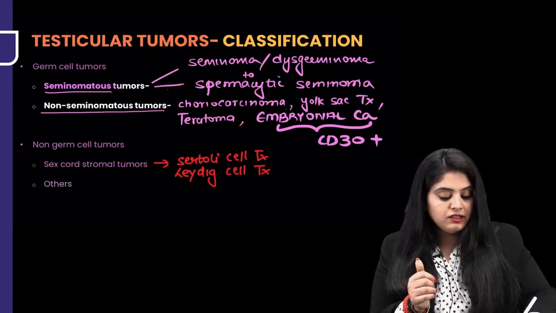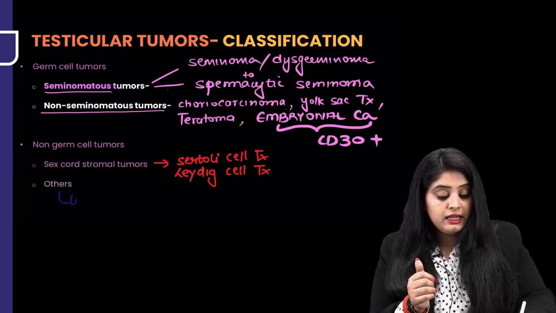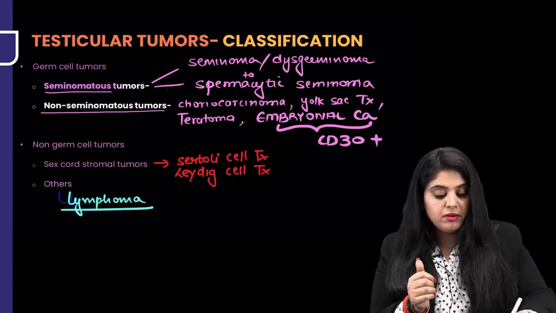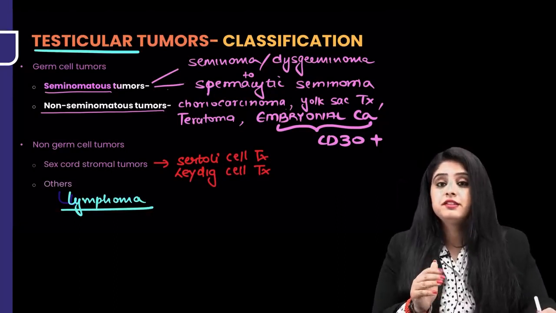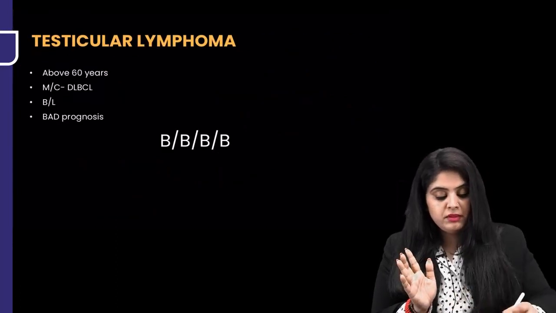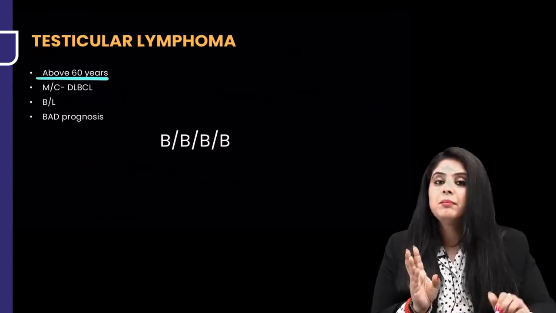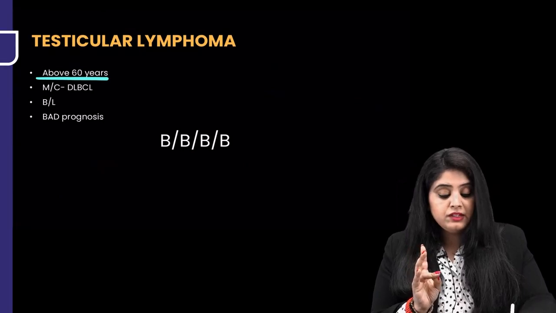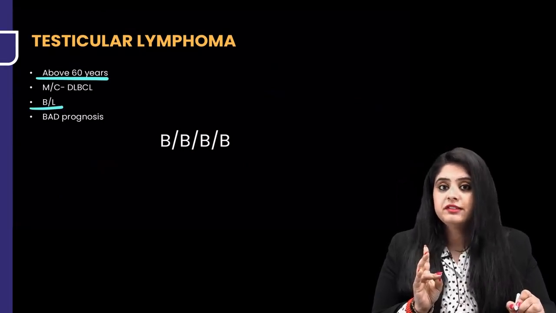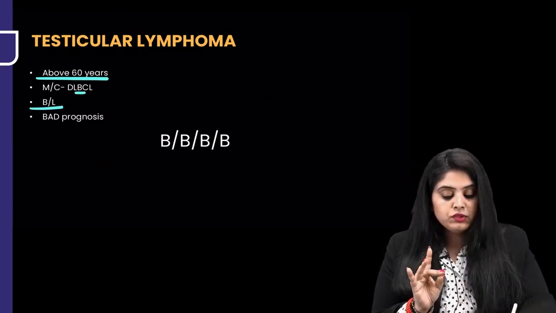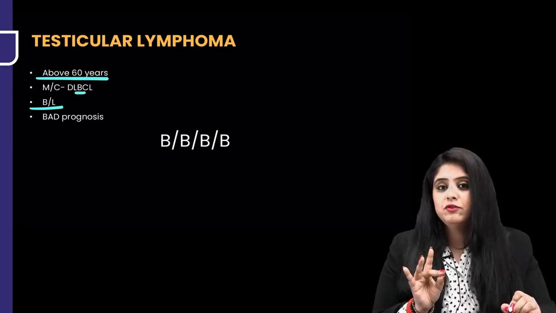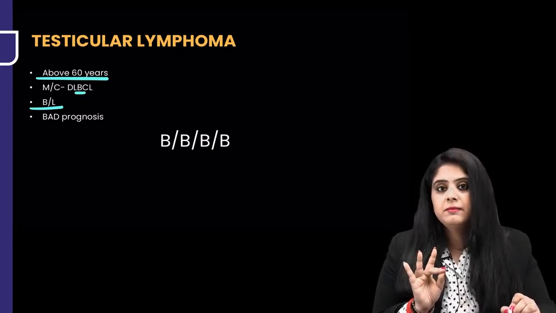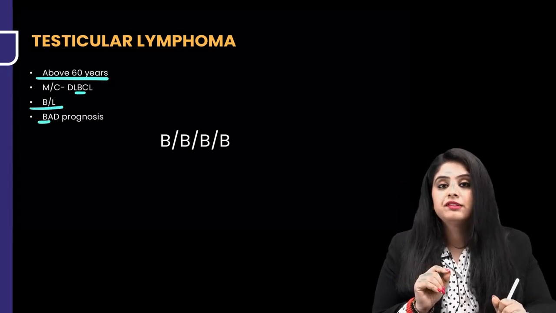Coming to the others. In others you are going to have lymphoma. Lymphoma of the testis can definitely occur, and remember, when lymphoma occurs in testis, it is BBBB. What is BBBB? It is going to occur in old people, that is above 60. It is usually involving both the testes, that is bilateral. The most common lymphoma is B cell lymphoma, DLBCL, and the prognosis is bad.